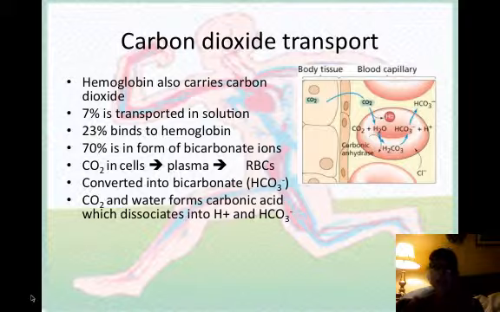CO2 from respiring cells diffuses into the blood plasma, then into the red blood cells, where it is converted to bicarbonate. CO2 first reacts with water to form carbonic acid. Carbonic acid breaks into hydrogen ions and bicarbonate ions. Hydrogen ions attach to hemoglobin and other proteins, therefore they don't change the pH of the blood. Bicarbonate ions diffuse into the plasma. As the blood flows through the lungs, bicarbonate is converted back to CO2.